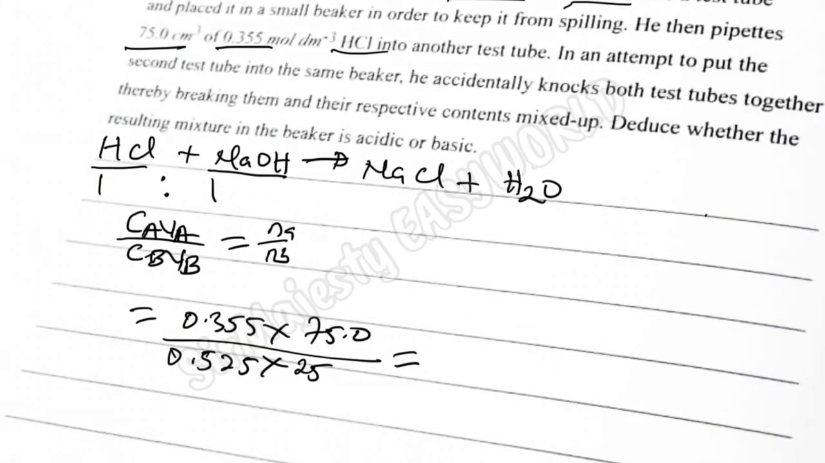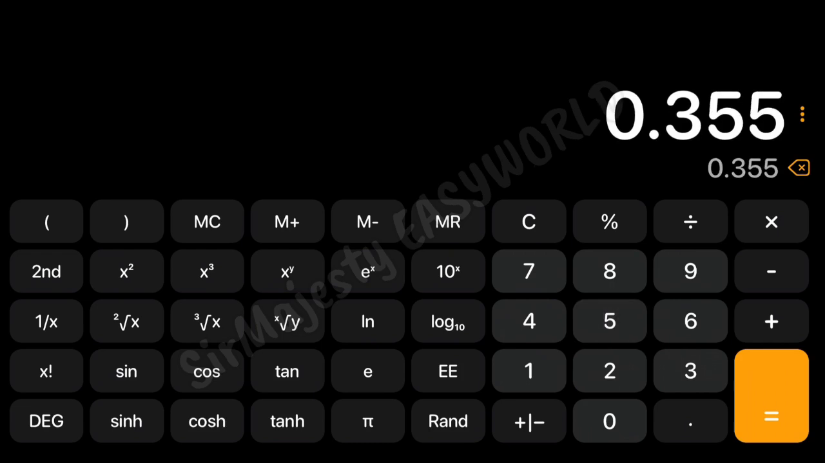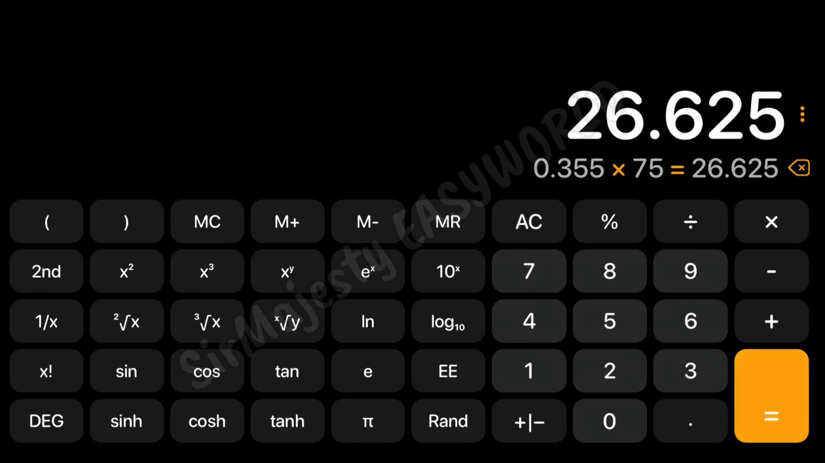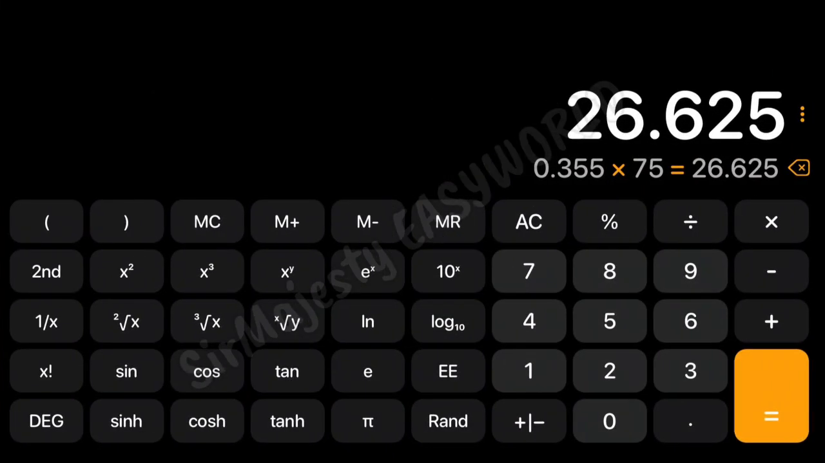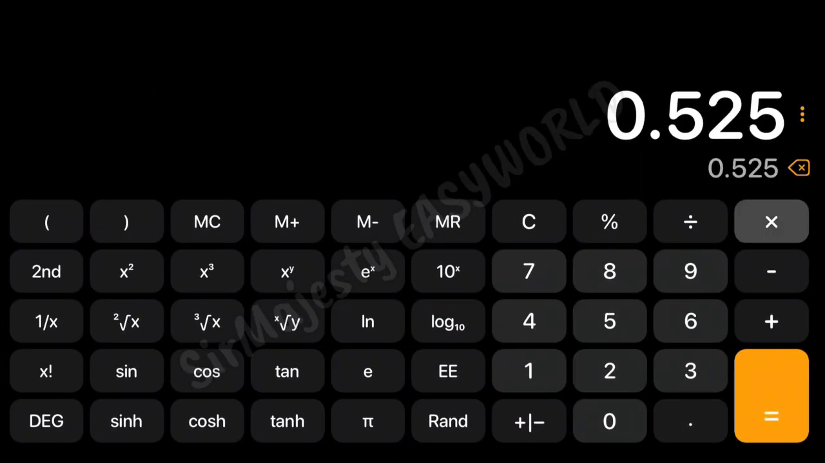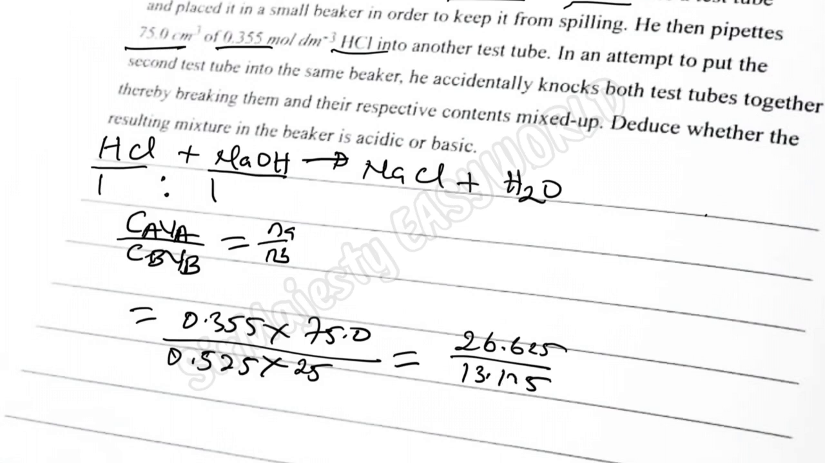What is that? 0.355 times 75 is equal to 26.625. If it gives us 26.625 at the numerator and the denominator, it shows none of them is in excess. It means neutrality. But let's check that of 0.525 times 25. This is 13.125, all over 13.125. Automatically, the solution, the resulting mixture, I say the mixture is acidic.